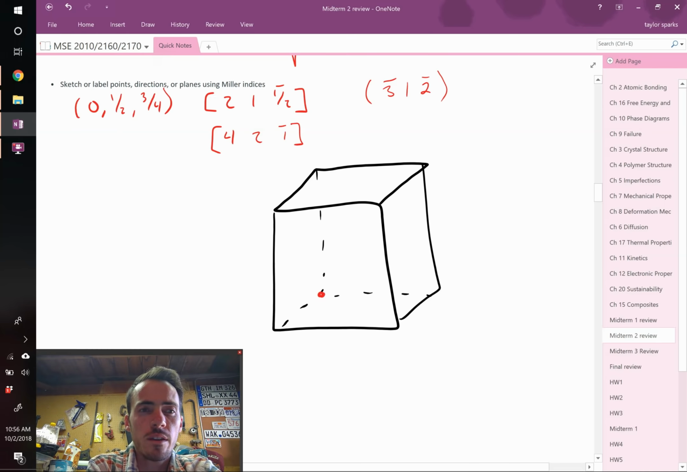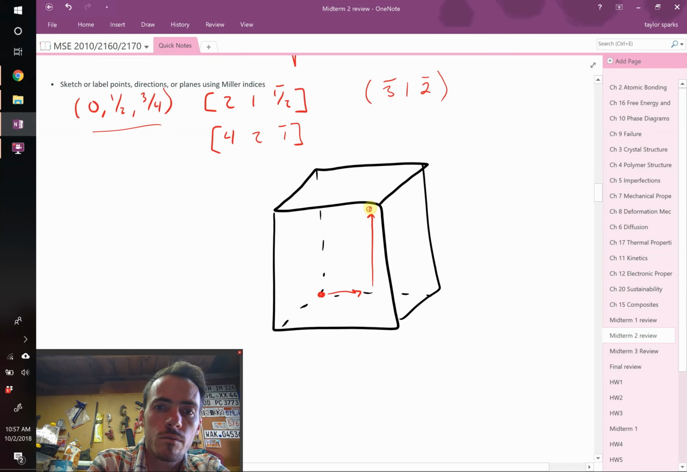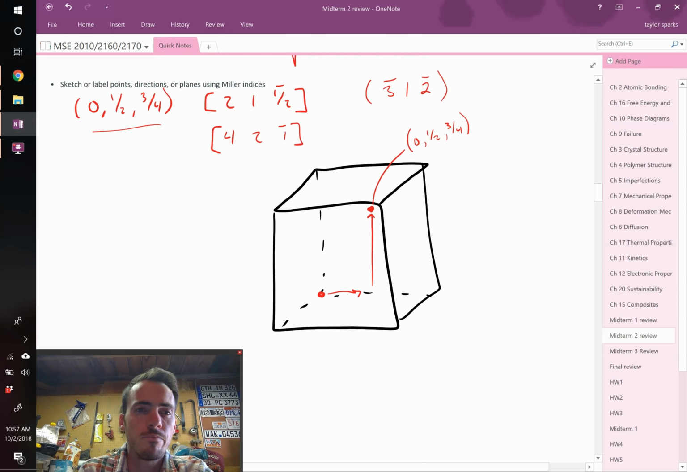So in that case, the point is the first thing we need to do. The point is 0 in the x direction, half in the y. So we're going to go over by half in the y, not the x. And then we're going to go up 3/4. So it would be that point, right? That would be the point (0, 1/2, 3/4). Because it's a point, we need the commas and we need the round brackets, okay? Now we can draw the [4 2 -1] direction.